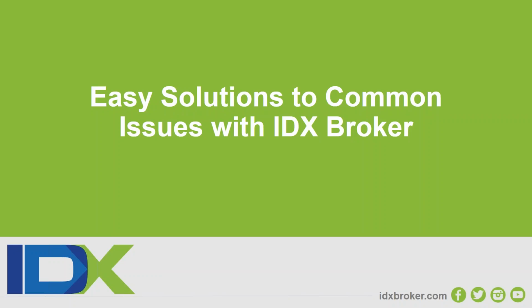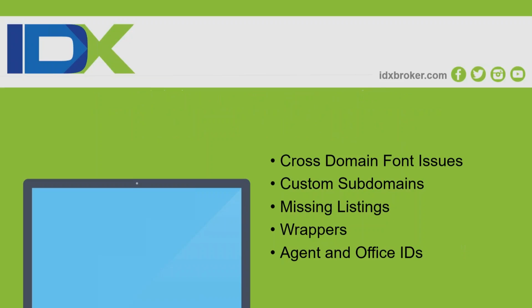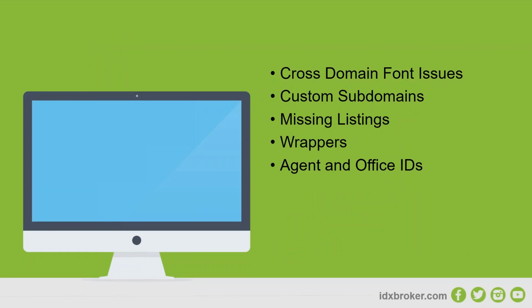And today we're going to be going over easy solutions to common issues with IDX Broker. The things that we're going to be going over today are cross-domain font issues, custom subdomains, missing listings, troubleshooting your wrappers, and then agent and Office IDs. These are the most common issues that we run into on the support team and the most frequent calls that we tend to take, as well as the most frequent email tickets that we get in. So we're going to go over how to resolve these on your own and how to troubleshoot them as well.